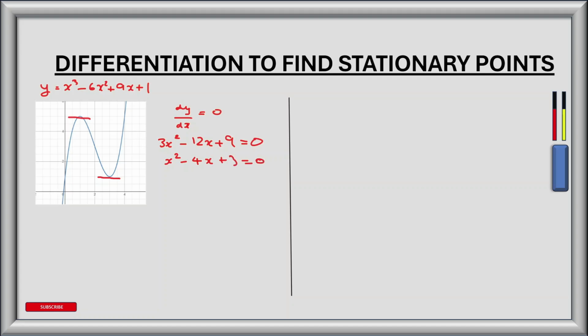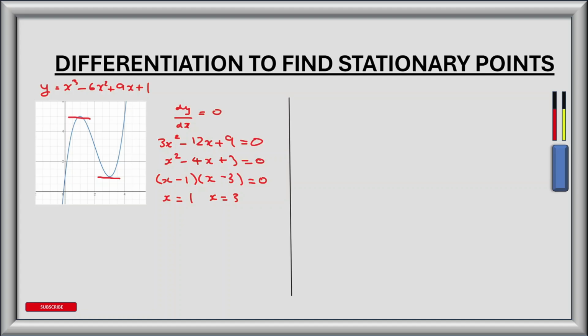And we can factorize it. So x minus 1 multiplied by x minus 3 is equal to 0. So therefore x is equal to 1 and x is equal to 3. So if we now put these values of x equals 1 and x equals 3 into our equation for y is equal to x cubed minus 6x squared plus 9x plus 1, we'll be able to find the coordinates of the stationary or maximum and minimum points on the curve.